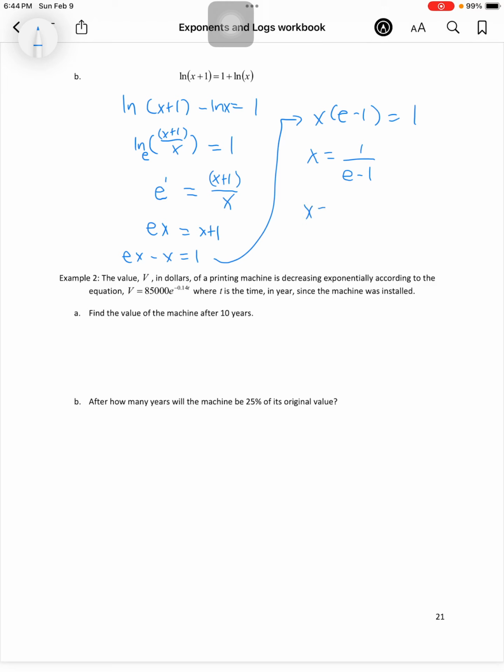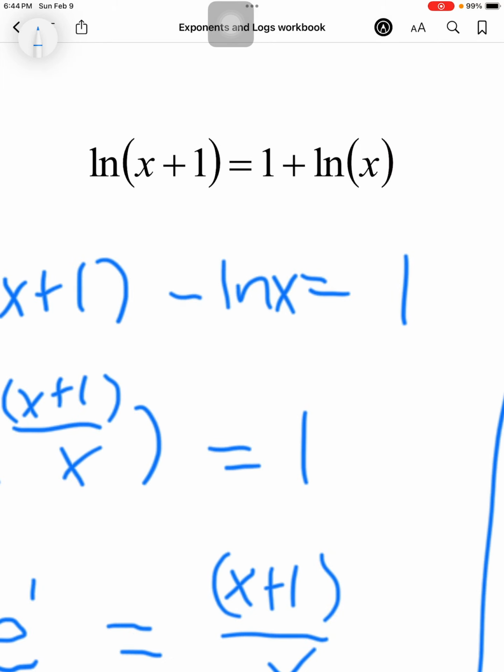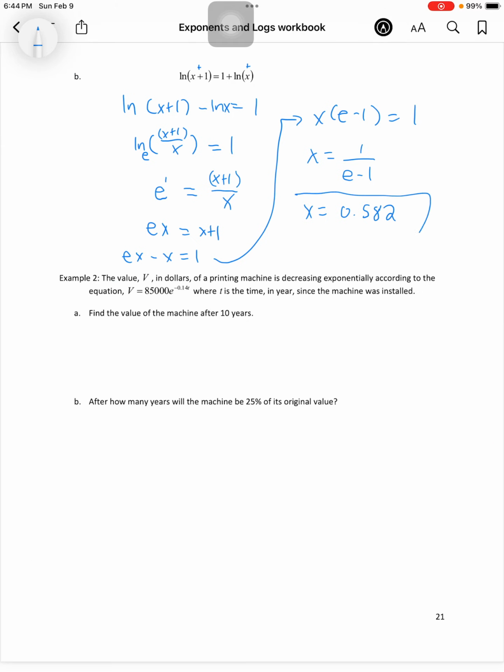So here, if you plug this into your calculator, you should get 0.582. And we check, is this an extraneous root? So if you plug 0.582 in for x, both of these are going to be positive, because 0.582 plus 1 is positive, positive. So there's no extraneous root. So I'm just going to write this a little note, so when you're reviewing this: no extraneous root.